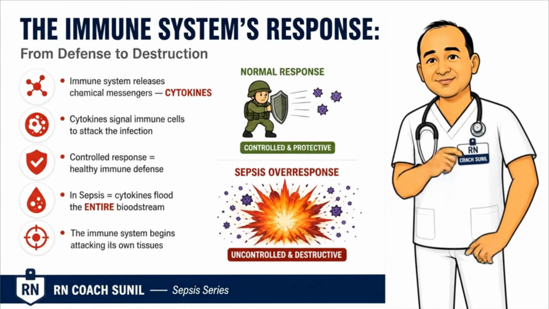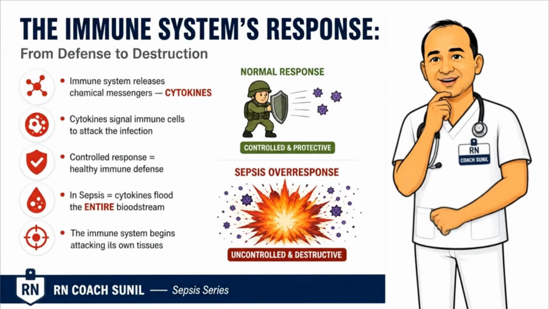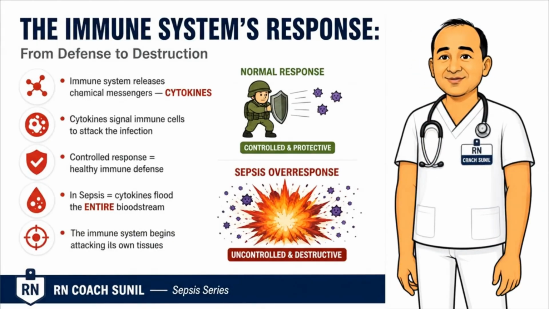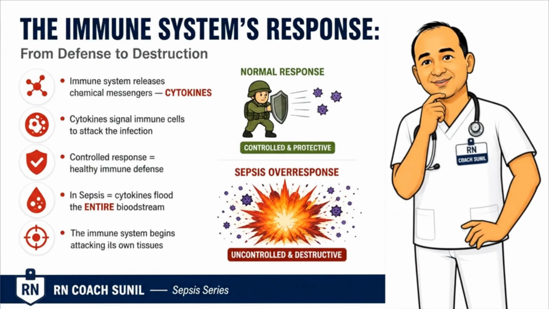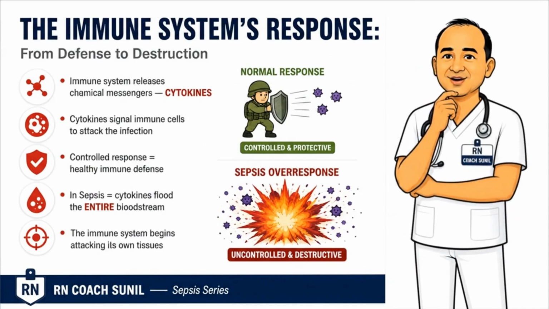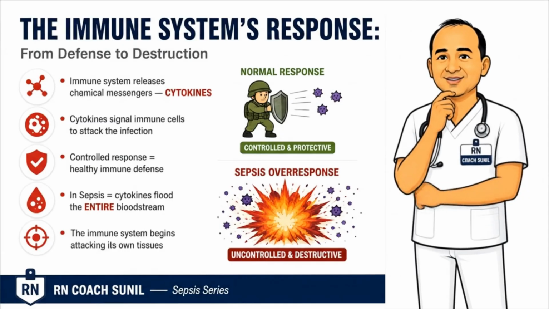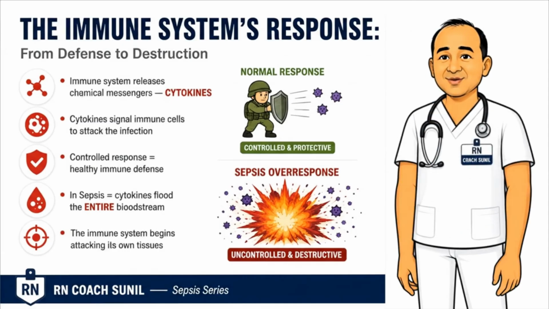When bacteria, viruses, or fungi enter the body, the immune system detects them immediately. It releases chemical messengers called cytokines to signal the immune army to attack. In a healthy response, this is controlled, targeted, proportional. In sepsis, this response loses all control. It becomes a full-body fire alarm that cannot be turned off.